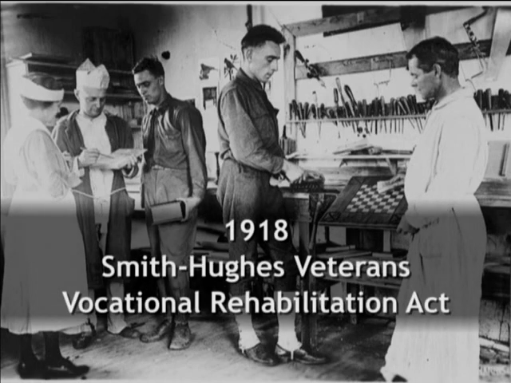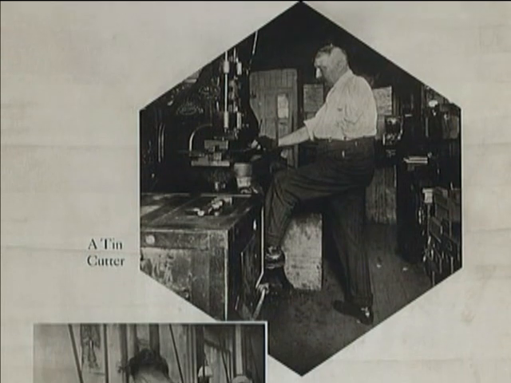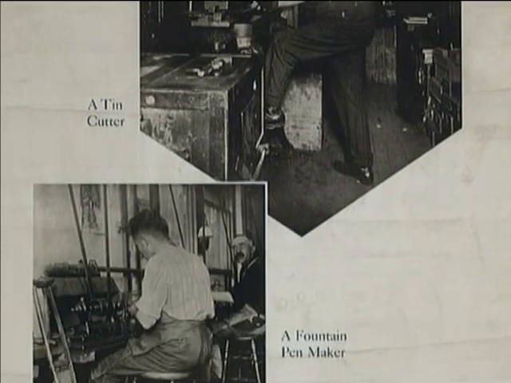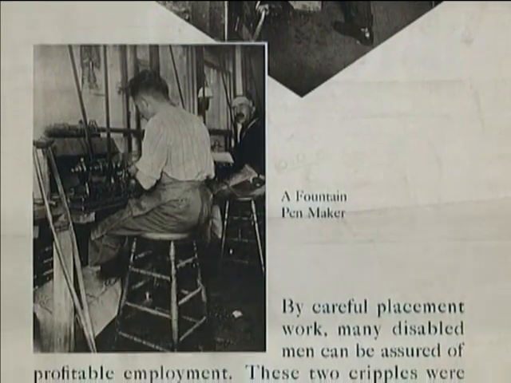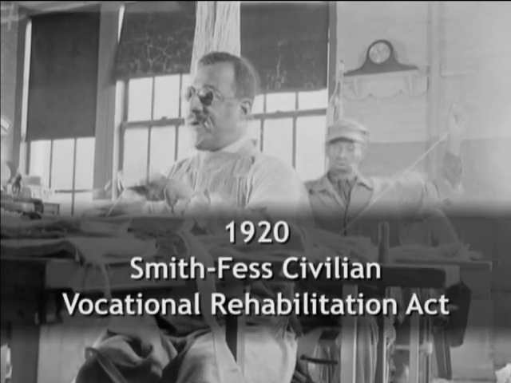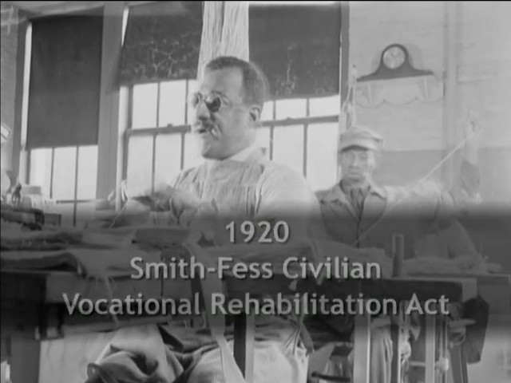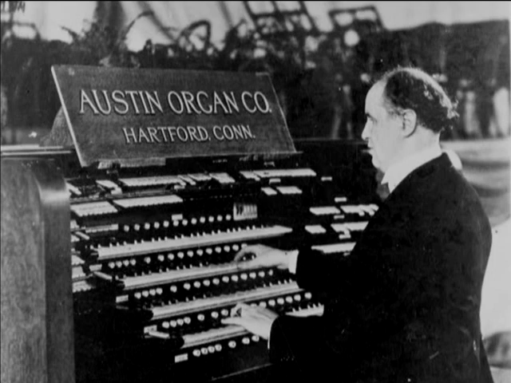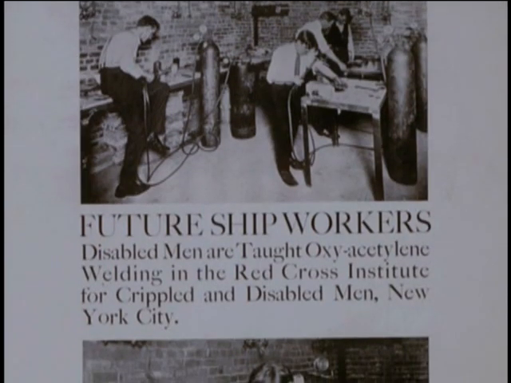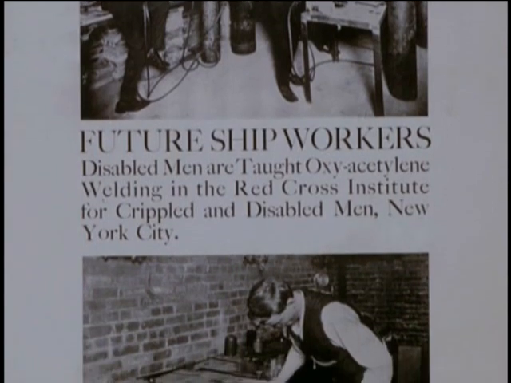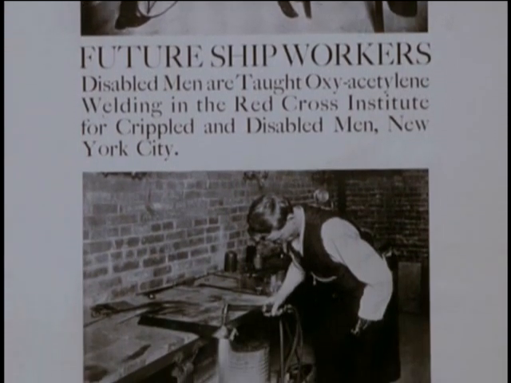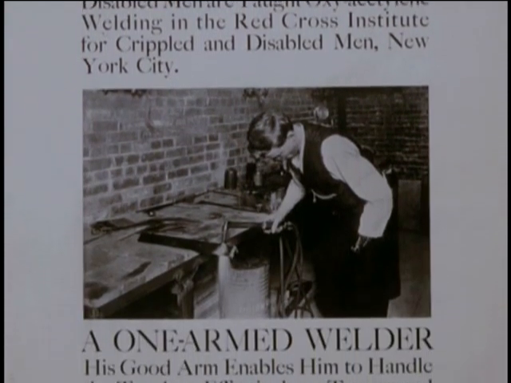In 1920, the Smith-Fess Civilian Vocational Rehabilitation Act was passed to assist civilians with disabilities to become employed. These two pieces of legislation were the forerunners of today's Rehabilitation Act, in which Title VII contains the provisions for independent living. Organizations focusing around specific disabling conditions began to spring up.